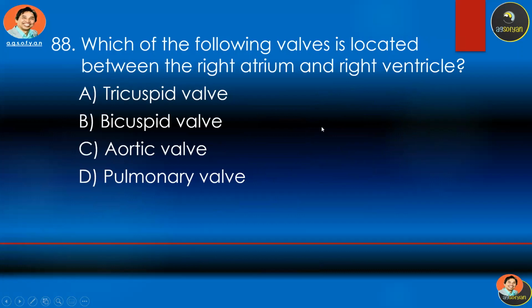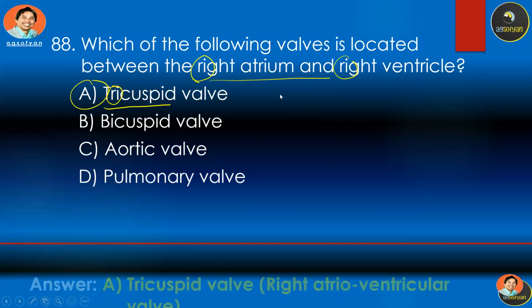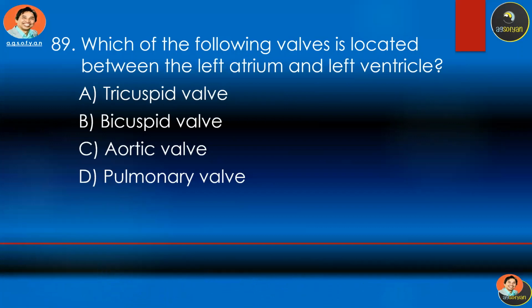Which of the following valves is located between the right atrium and right ventricle? Okay, right. It has the letter R over here, so it's easy to remember: the tricuspid valve is on the right side, between the right atrium and right ventricle. Which of the following valves is located between the left atrium and left ventricle? It's going to be the bicuspid. And another name for the bicuspid valve is the mitral valve.